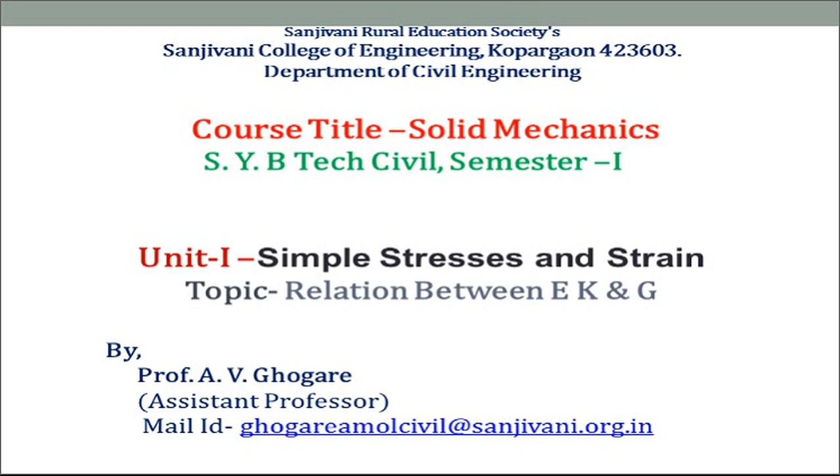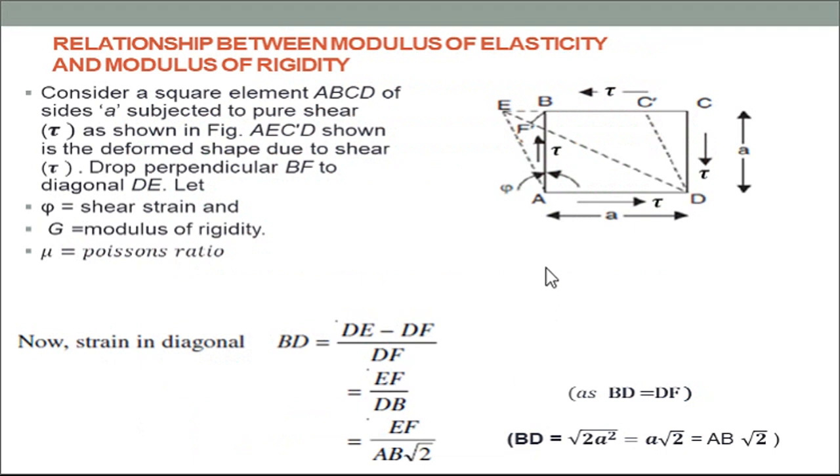In today's lecture, we are going to study the relationship between the modulus of elasticity, bulk modulus and modulus of rigidity. In the previous video lecture, we already studied the definition and the concept of all the three elastic constants. All the three elastic constants are applicable only in the elastic region. So let us start the first derivation, the relationship between modulus of elasticity and modulus of rigidity.